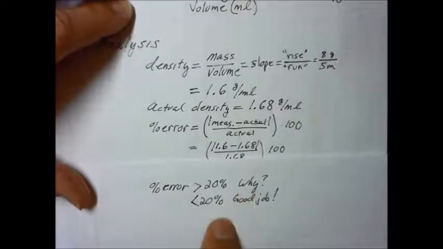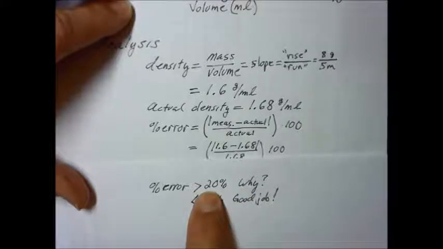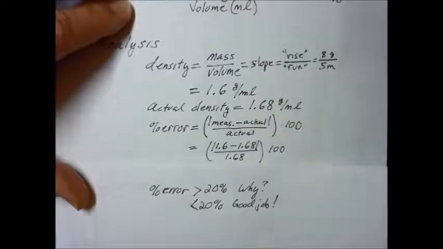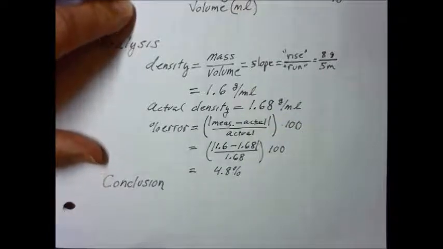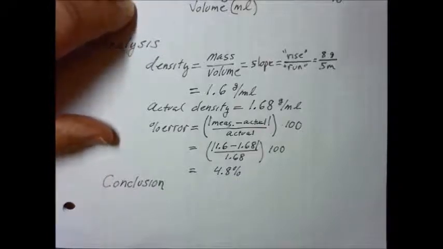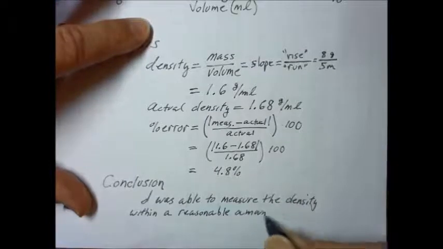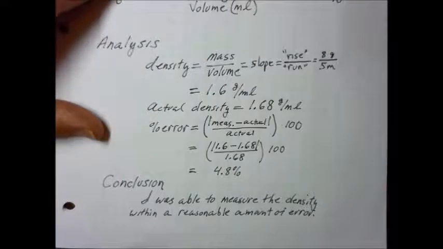And your concluding statement needs to be either your explanation as to why your error was greater than 20%, or you just need to say, if your error was less than 20%, that you were able to measure the density within a reasonable amount of error. Okay, and then you give yourself a pat on the back because your project is complete.